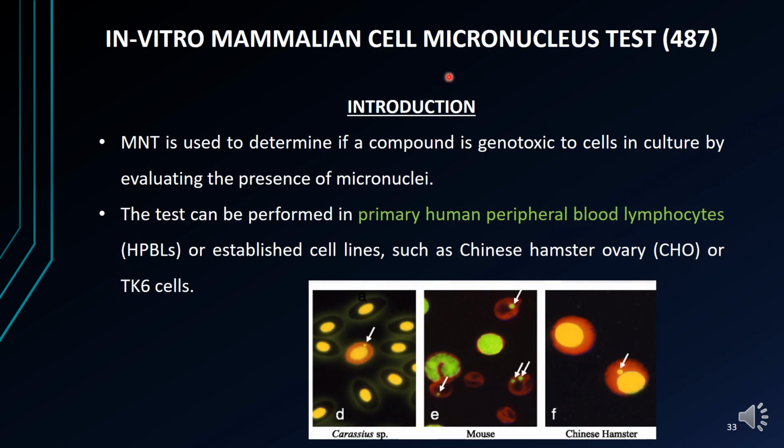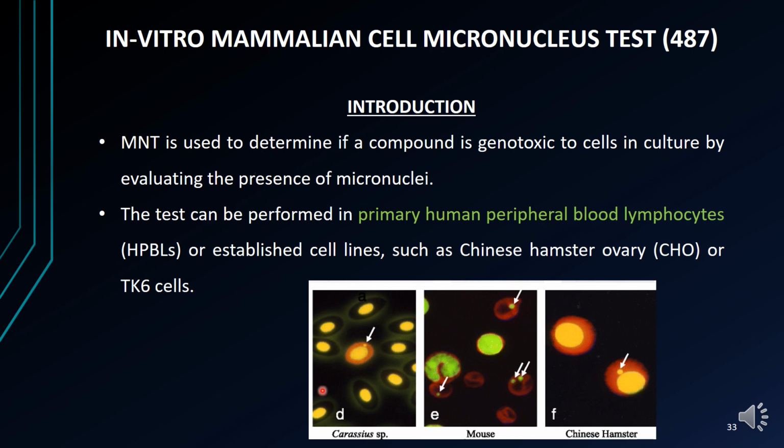In vitro mammalian cell micronucleus test. So, the introduction for this MNT: it is used to determine if the compound is genotoxic to the cell in culture by evaluating the presence of micronuclei. The test can be performed in primary human peripheral blood lymphocytes or established cell lines such as Chinese hamster ovary or the TK6 cells.